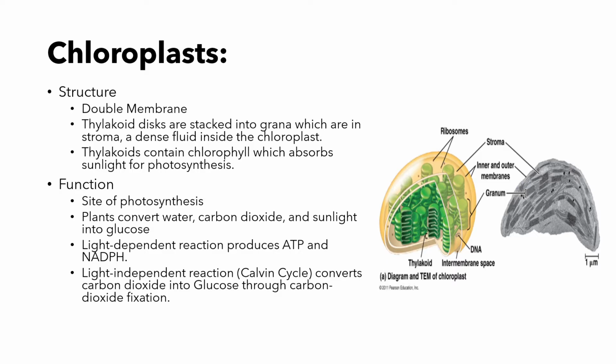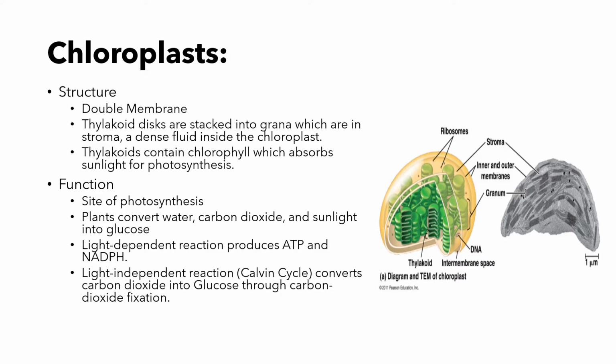Next, we have chloroplasts, and chloroplasts are unique to only plant cells. Plant cells are the only cells that have chloroplasts, and chloroplasts have a double membrane, just like mitochondria. Chloroplasts are the site of photosynthesis. We all know photosynthesis, plants converting water, carbon dioxide, and sunlight into energy. That energy is glucose, and it does this through two processes, light dependent and light independent.